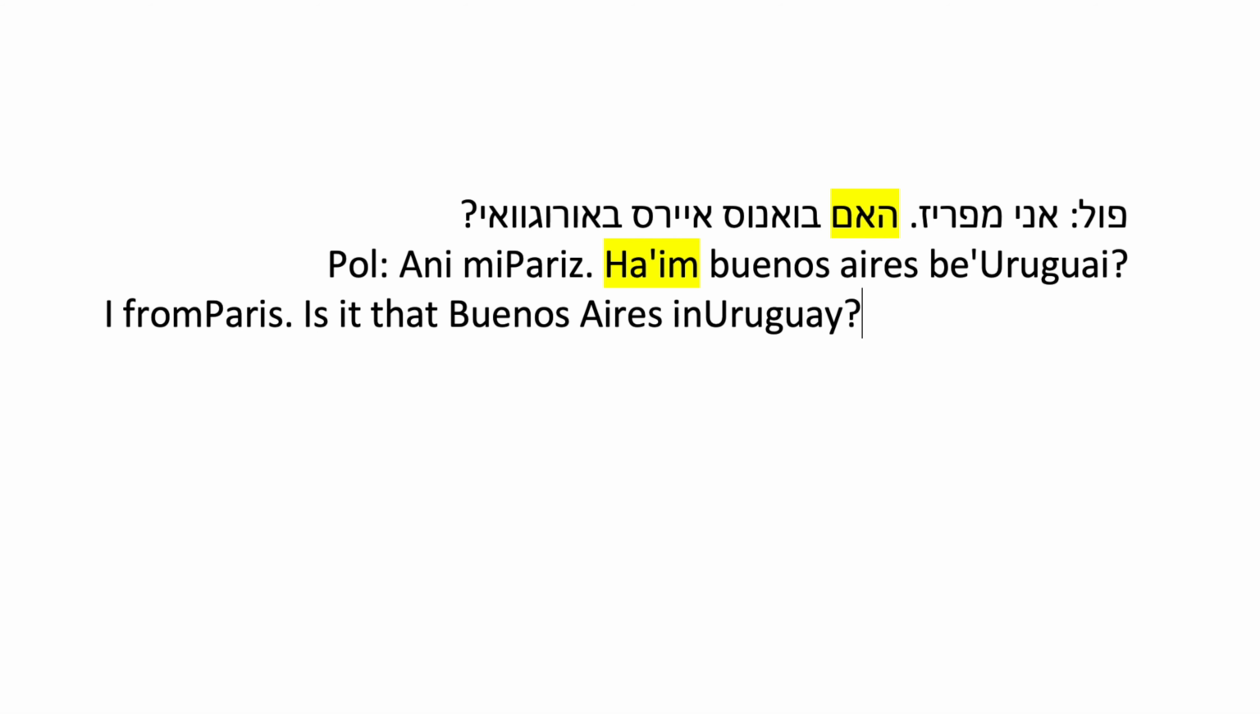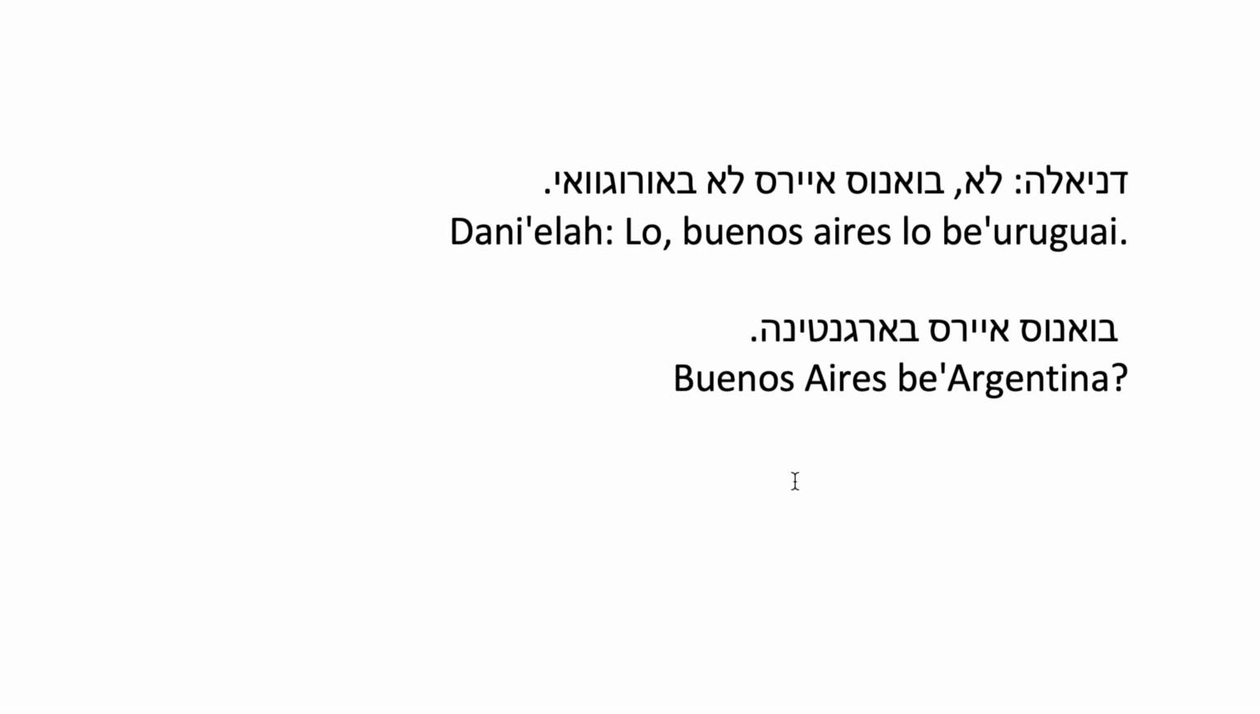B means in or at. So B Uruguay means in Uruguay. And the special form here, is it that? Yes, no question. Good, so what is the answer, of course? Well, what does Daniela answer? Well, she says lo, Buenos Aires, lo B Uruguay, Buenos Aires, B Argentina.